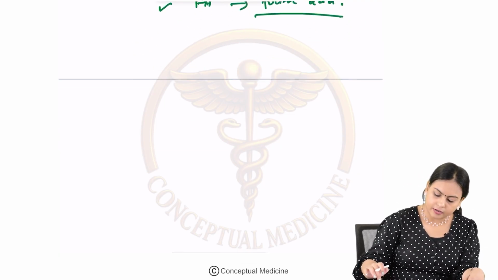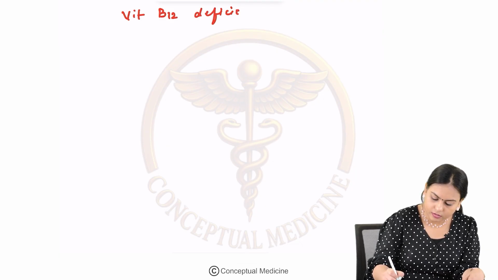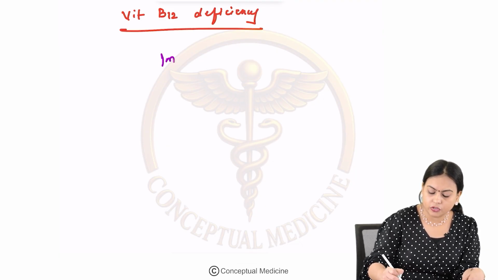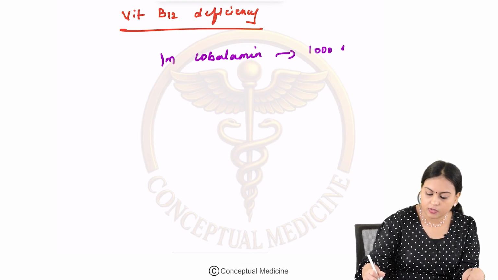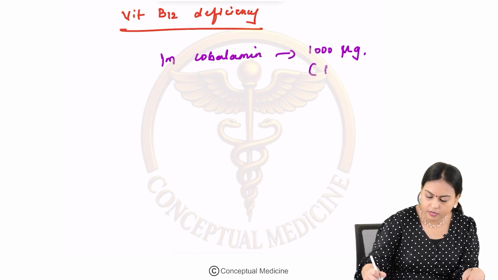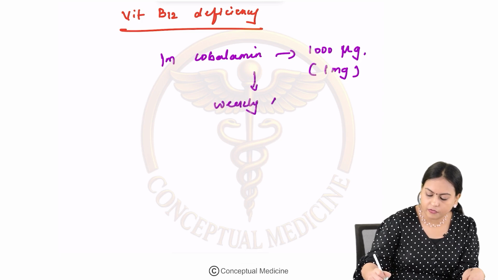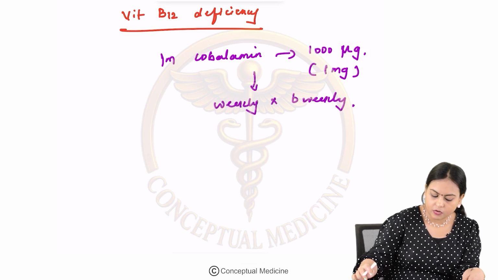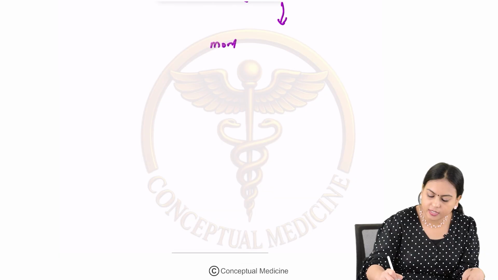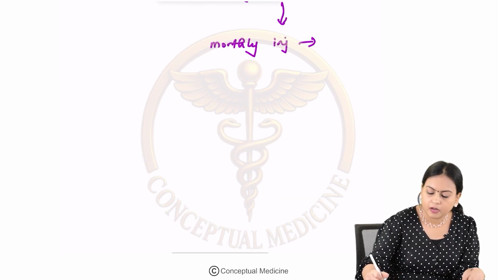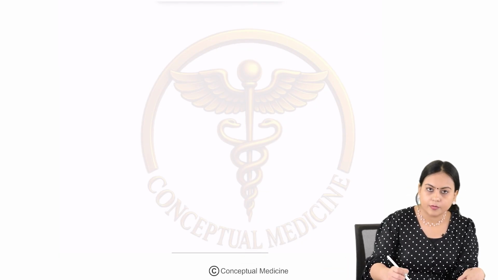Clear? And regarding vitamin B12 deficiency, you have to give IM injection of cobalamin. The dose is 1000 micrograms or 1 milligram, and you have to give weekly injections for 6 weeks, and this should be followed by monthly injections for 4 to 6 months. Clear? Now, we will see about hemoglobinopathies.